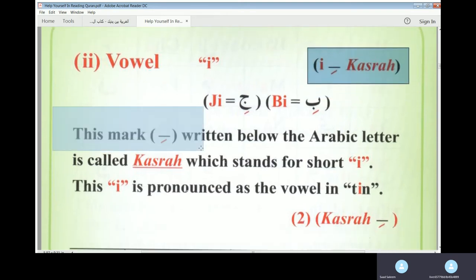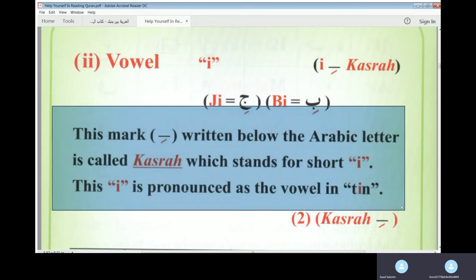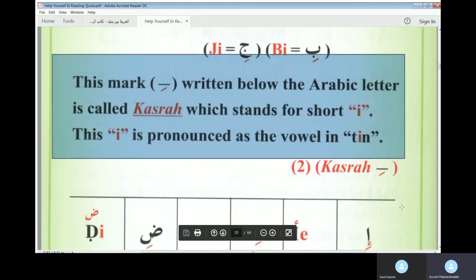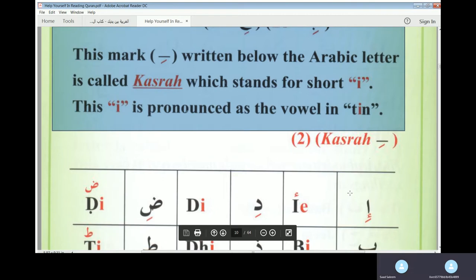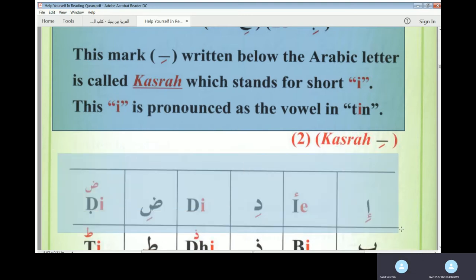Kesra. This mark Kesra written below the Arabic letter is called Kesra, which stands for I. This I is pronounced as the vowel in teen.